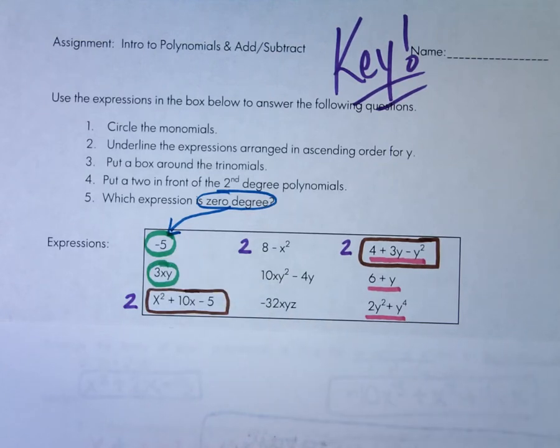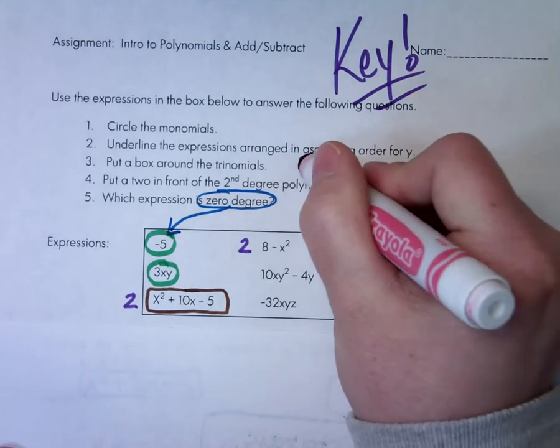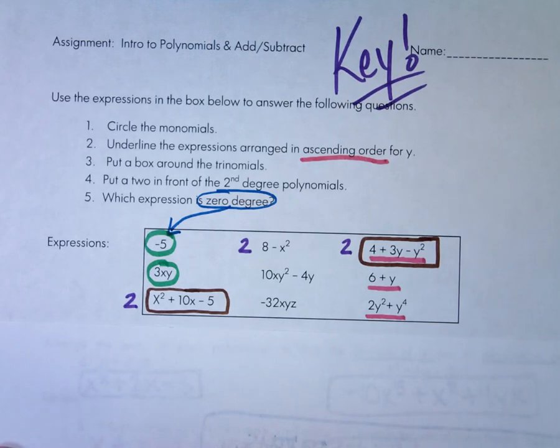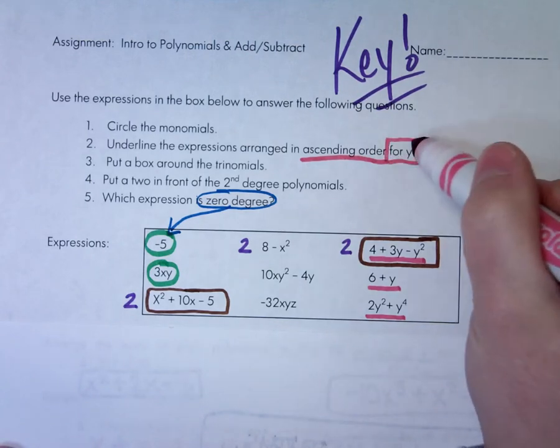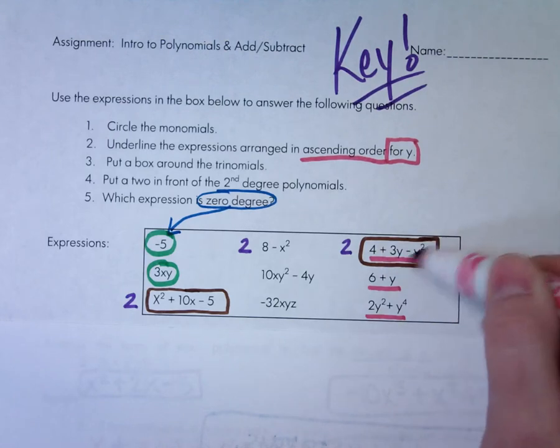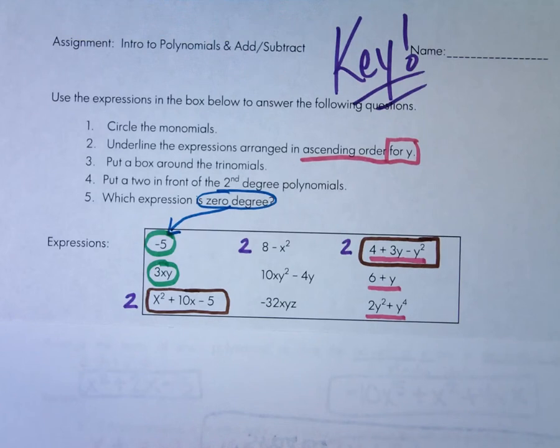Number 2, I told you not to stress about ascending order because we typically never write anything in ascending order, so hopefully you figured it out. If I wanted ascending order for y, I wanted the exponents to increase as the problem went. So here you can see the exponents increase for the y's. Here the exponent increases. Here the exponent increases for the y's. So these are called ascending order, but we typically want answers in descending.